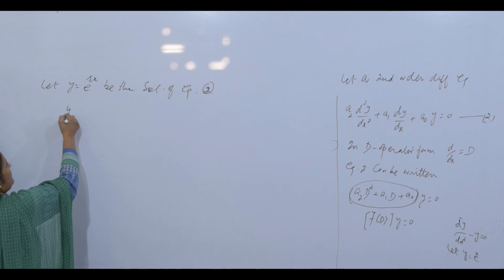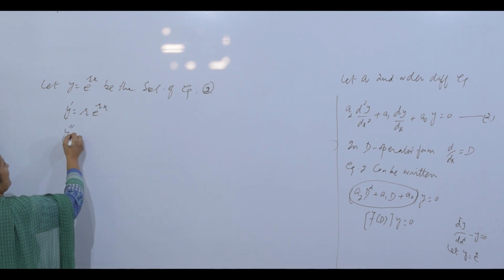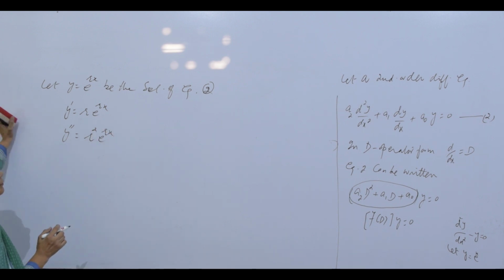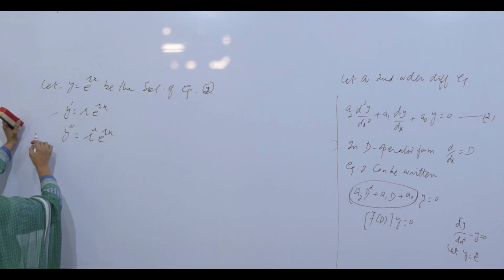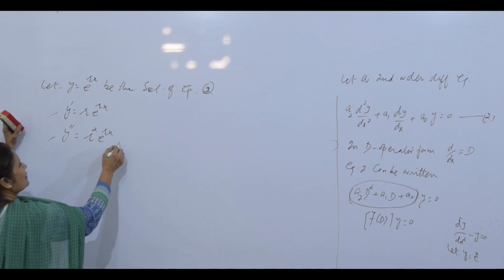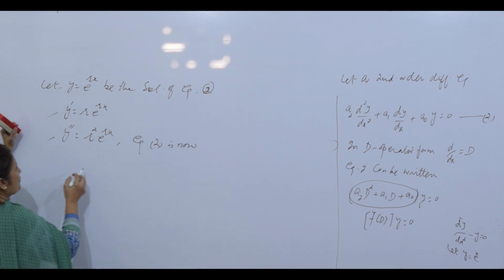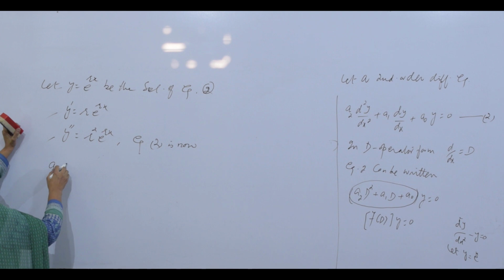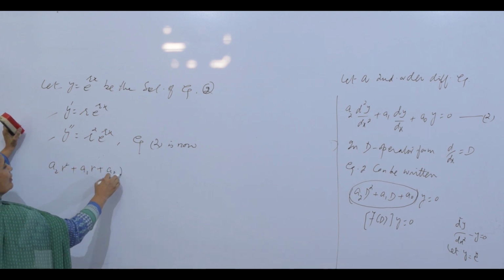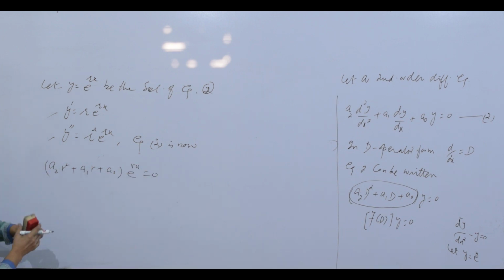So let me have the first derivative, which is r e^(rx), and the second derivative, which is r squared e^(rx). Putting the values of y, the first derivative, and the second derivative in equation 2, it becomes (a2 r squared plus a1 r plus a0) e^(rx) equal to 0.